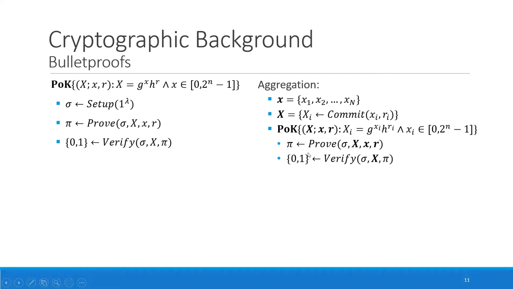So the aggregate proof is much more efficient than n individual range proofs.